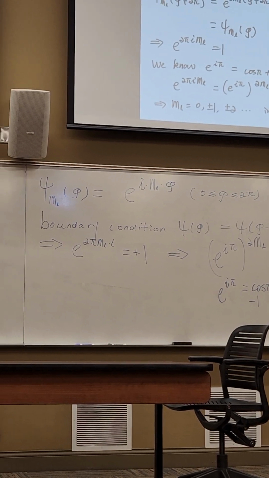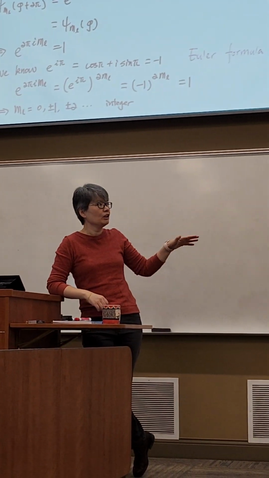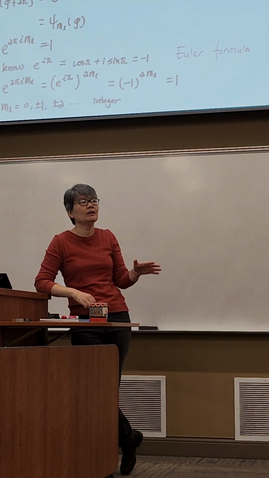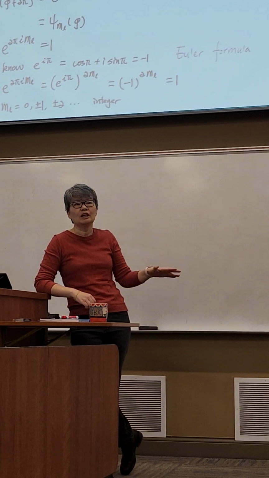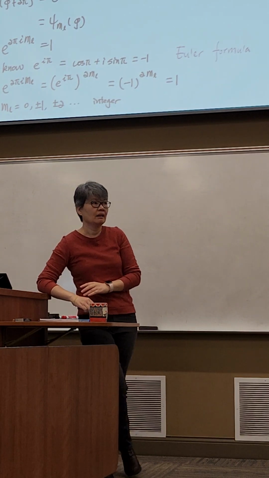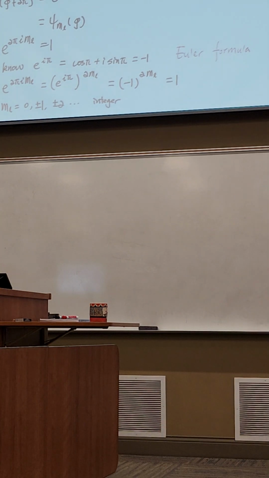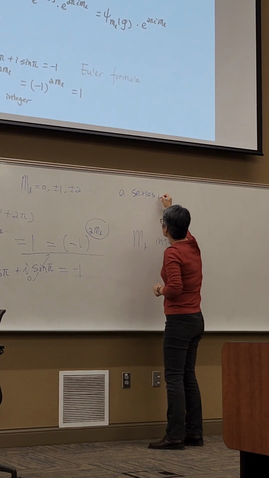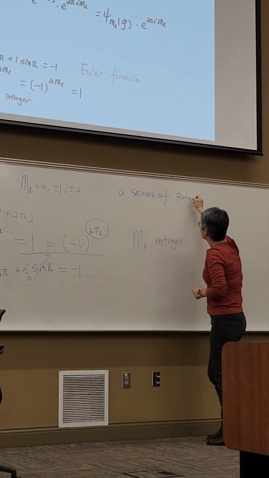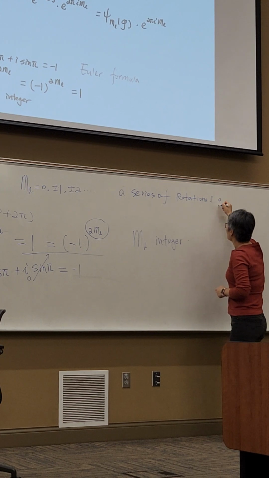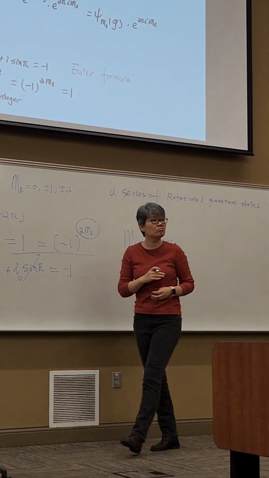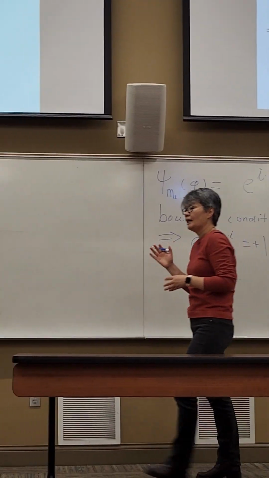So this tells you, again, similar to the translational motion and vibrational motion, the system is in a series of rotational quantum states. So the system is in a series of quantum states, how do we know?